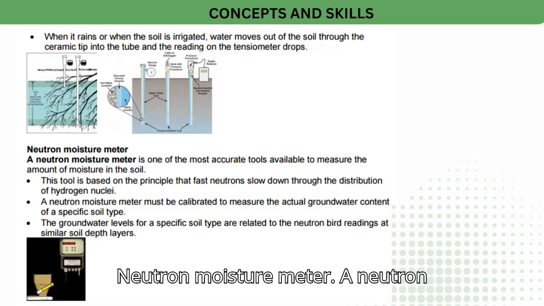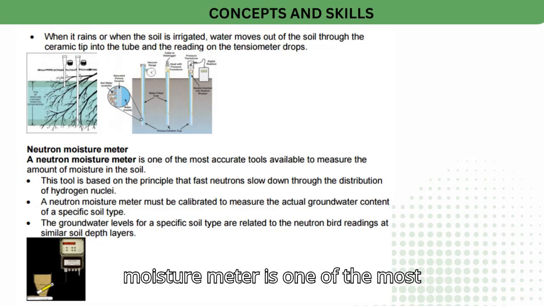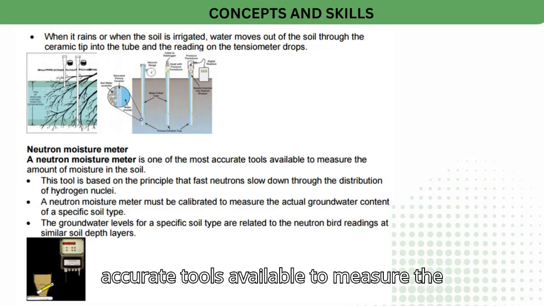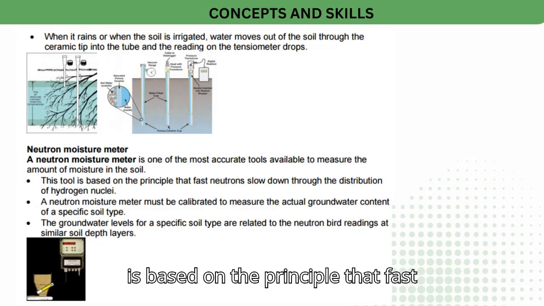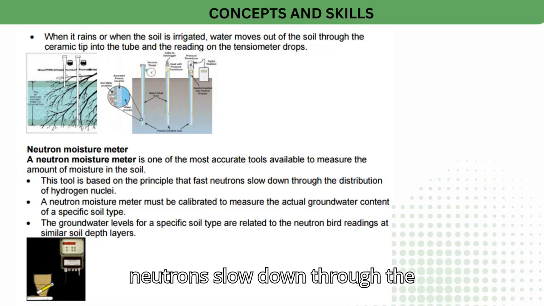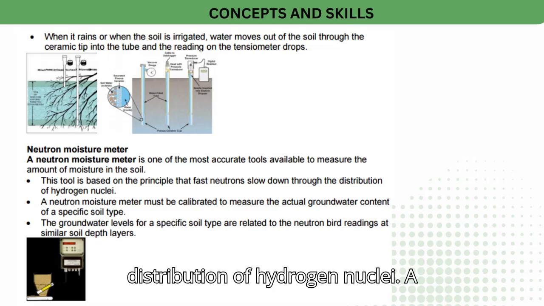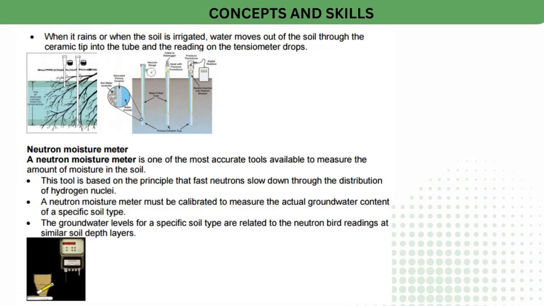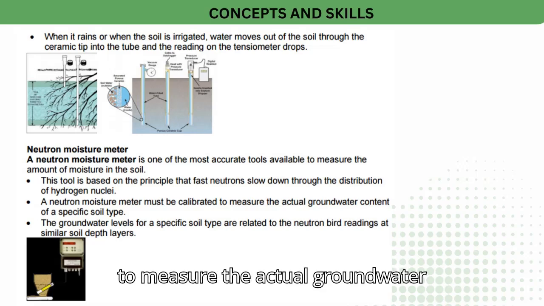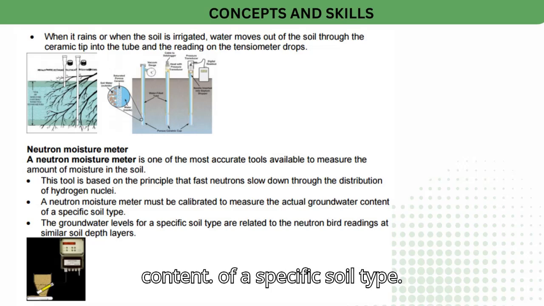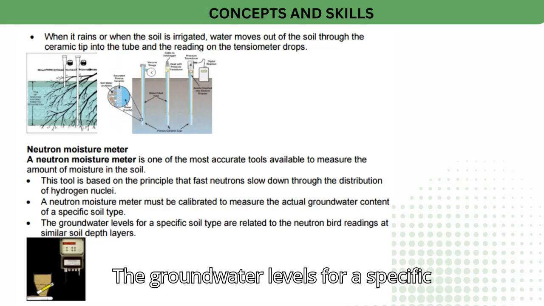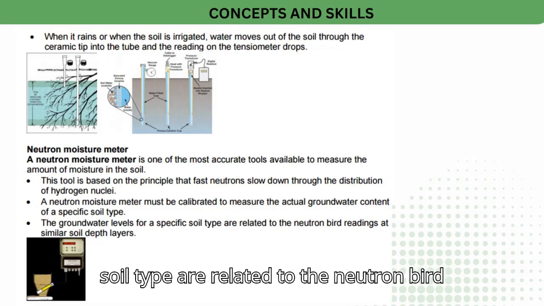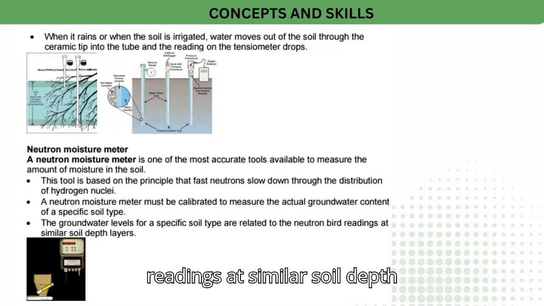Neutron moisture meter. A neutron moisture meter is one of the most accurate tools available to measure the amount of moisture in the soil. This tool is based on the principle that fast neutrons slow down through the distribution of hydrogen nuclei. A neutron moisture meter must be calibrated to measure the actual groundwater content of a specific soil type. The groundwater levels for a specific soil type are related to the neutron probe readings at similar soil depth layers.